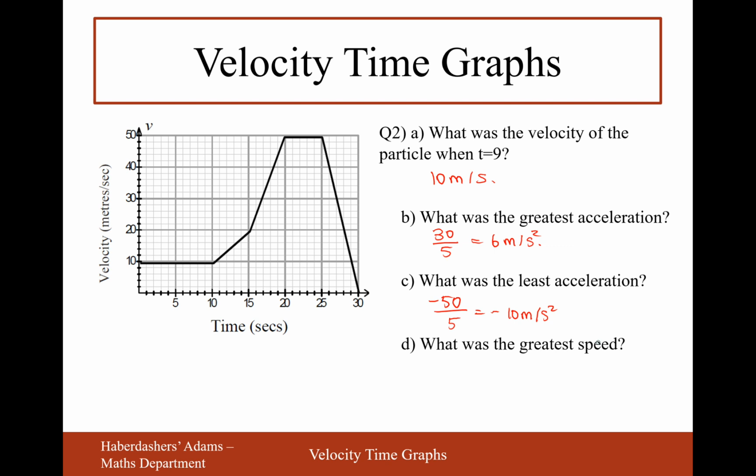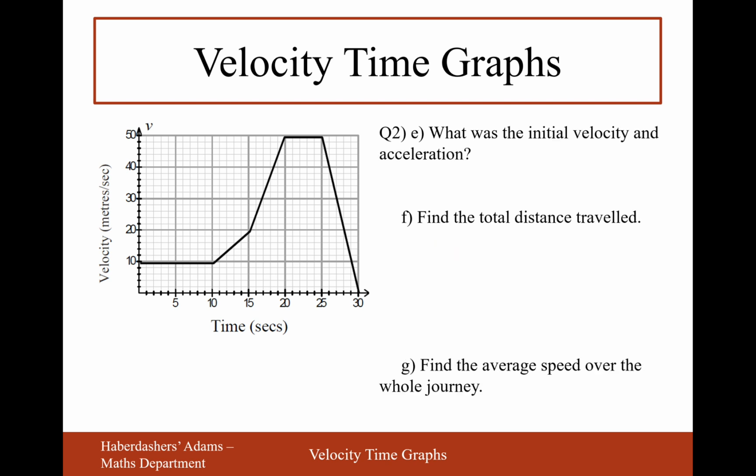What was the greatest speed? The greatest speed was the greatest velocity, so that's 50 meters per second. Moving on to part E, F and G, what was the initial velocity and acceleration? The initial velocity was 10, v = 10 meters per second, and the initial acceleration was 0 meters per second squared. So notice the difference in the notation, difference in the units. It's meters per second for velocity, but it's meters per second squared for acceleration.